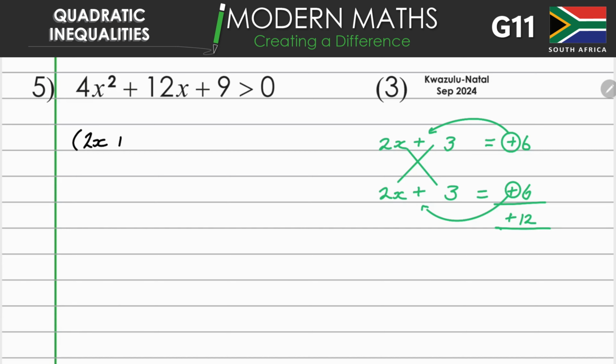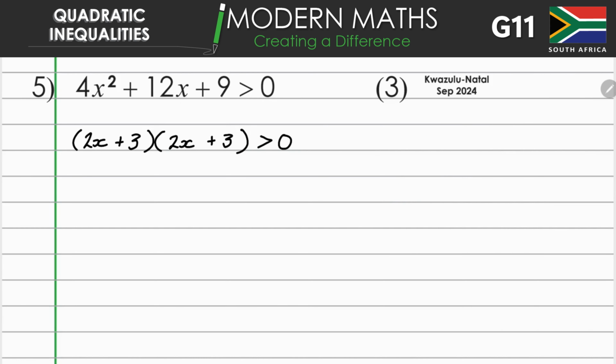So this is a perfect trinomial because we're getting the same bracket twice. So that means we're only going to have one critical value. So just to get that critical value, you make the first factor equal to 0. You don't have to do the second factor because it's exactly the same. There's no need to do it twice. So there's my critical value of minus 3 over 2.